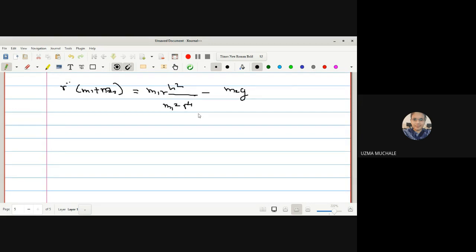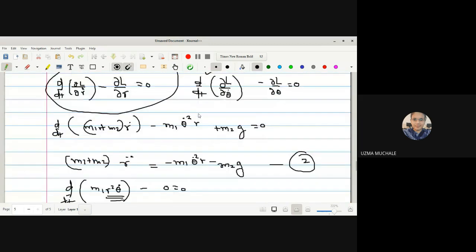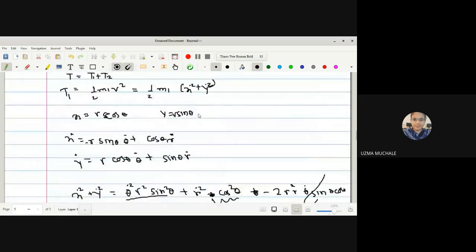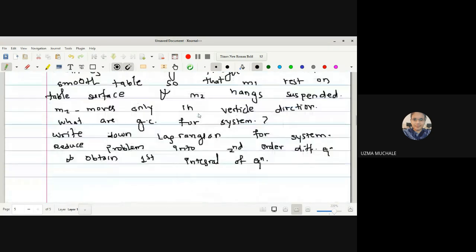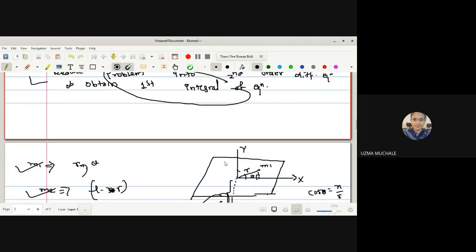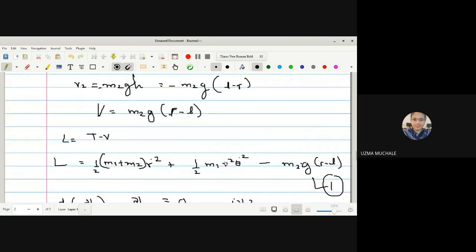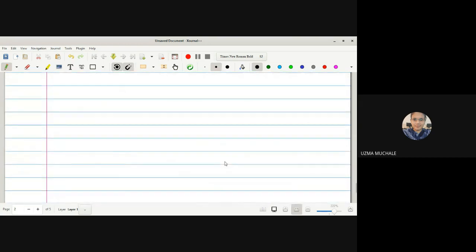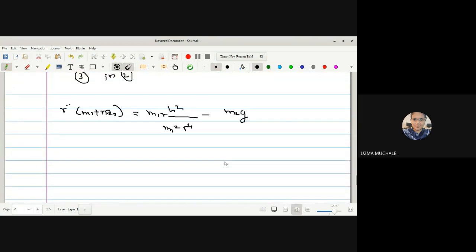Now what is the next question here? Find out the first integral. If you remember the question, first you have to find out the equation of motion and the underlying coordinates, write the Lagrange's equation, and then find out the first integral. Finding the first integral means you have to integrate the equation you have obtained. After integrating you will complete the exam.